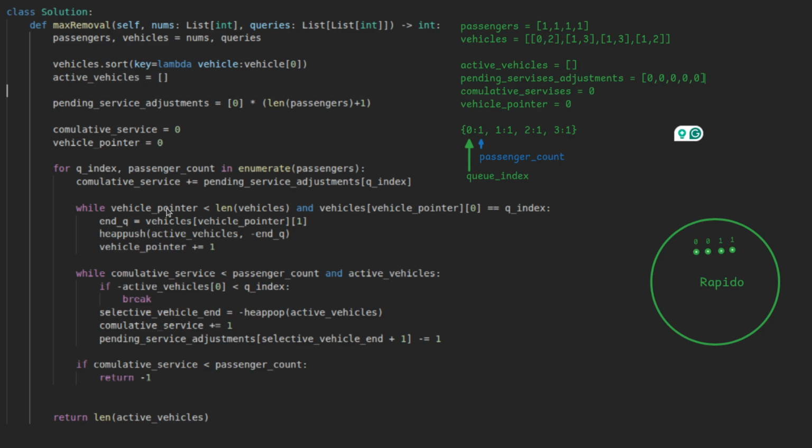Now since I have no pending services adjustment, I have just cumulative services as 0, right? Now I need to know that vehicle count, right? So I'm just putting this vehicle pointer also.